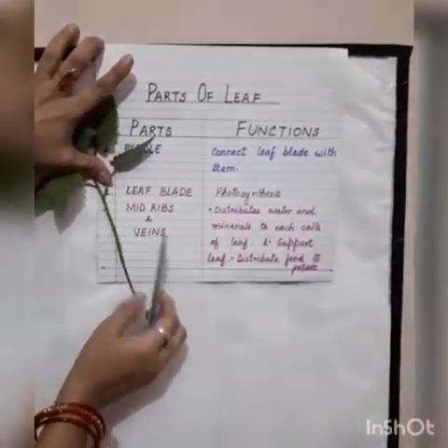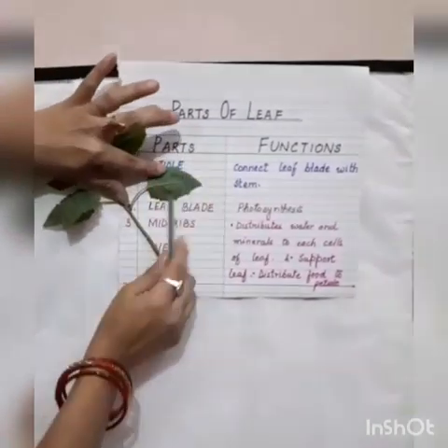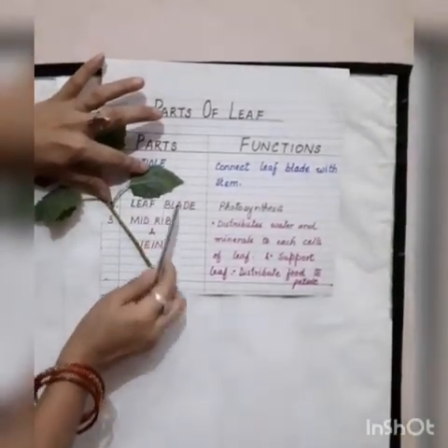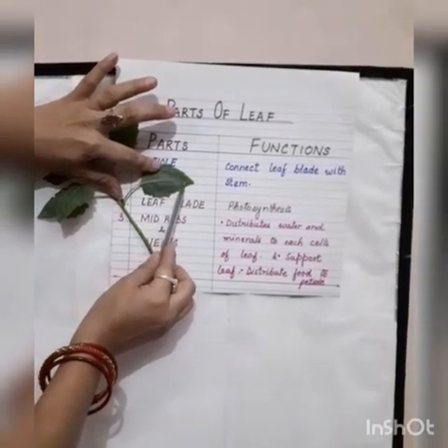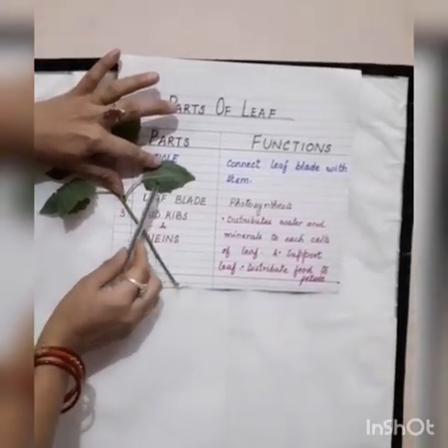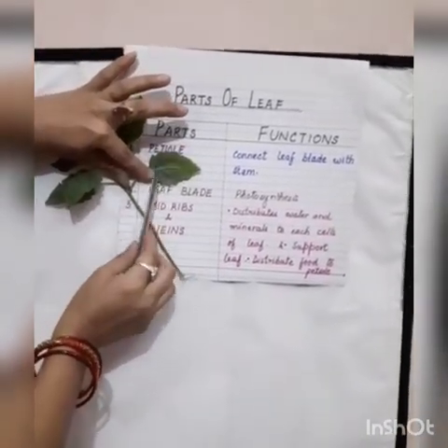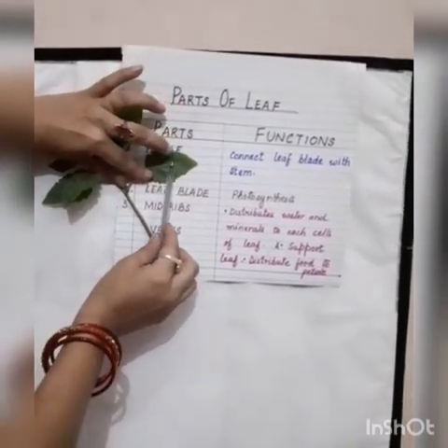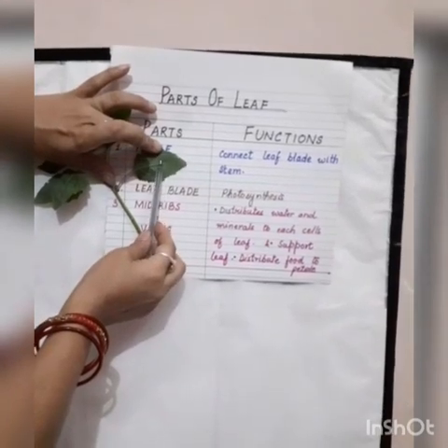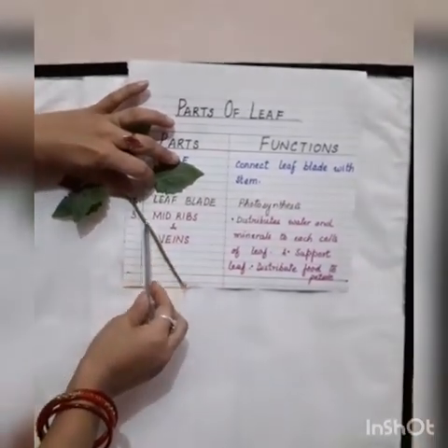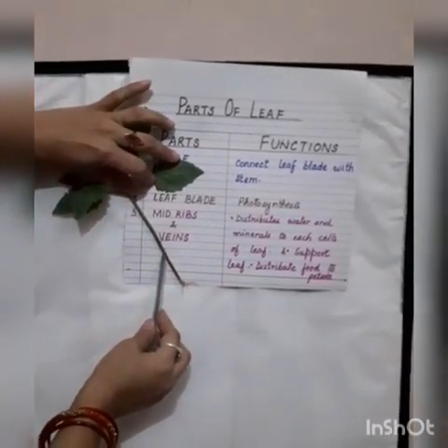Then midrib and the veins. You can see here midrib is there, veins are there. And what is the function? They distribute water and minerals to each and every part of the leaf and it supports the leaf. And third is that the leaf prepares food and it is transported by these veins to the different parts of the leaf.